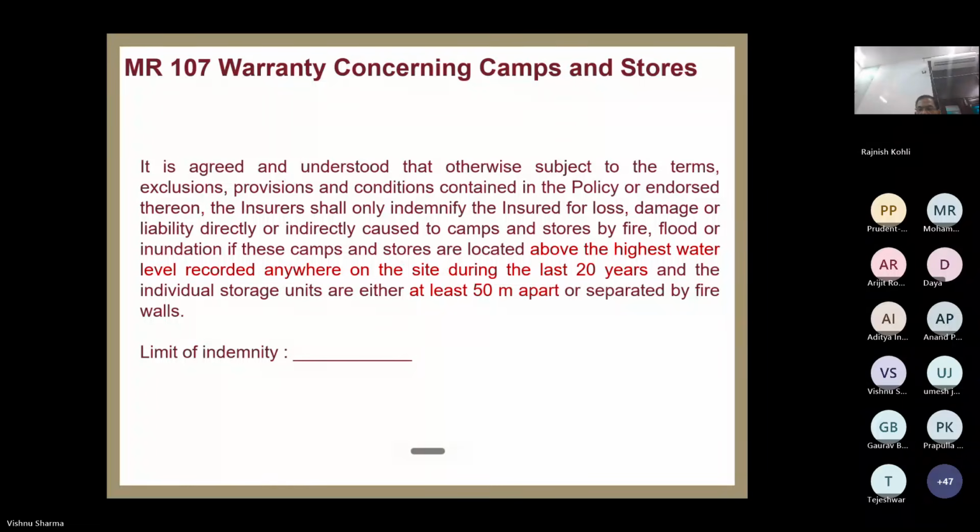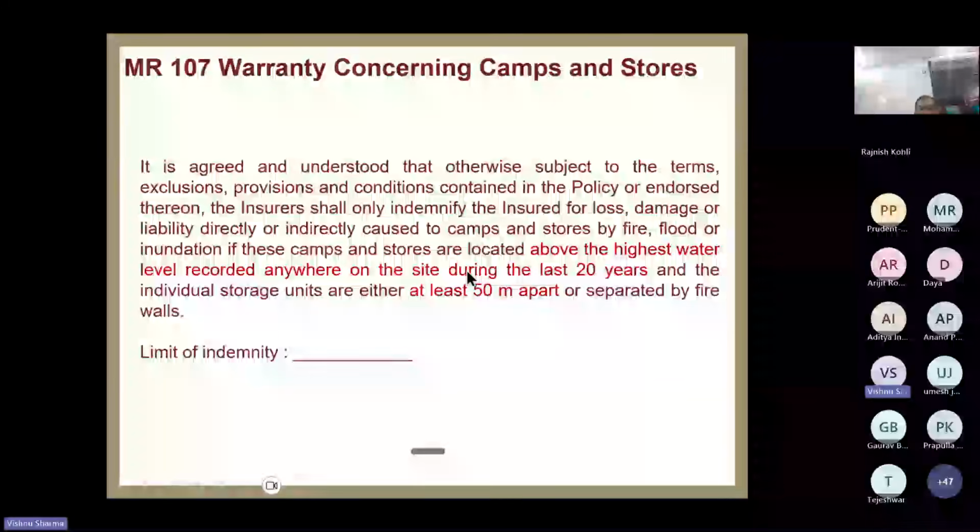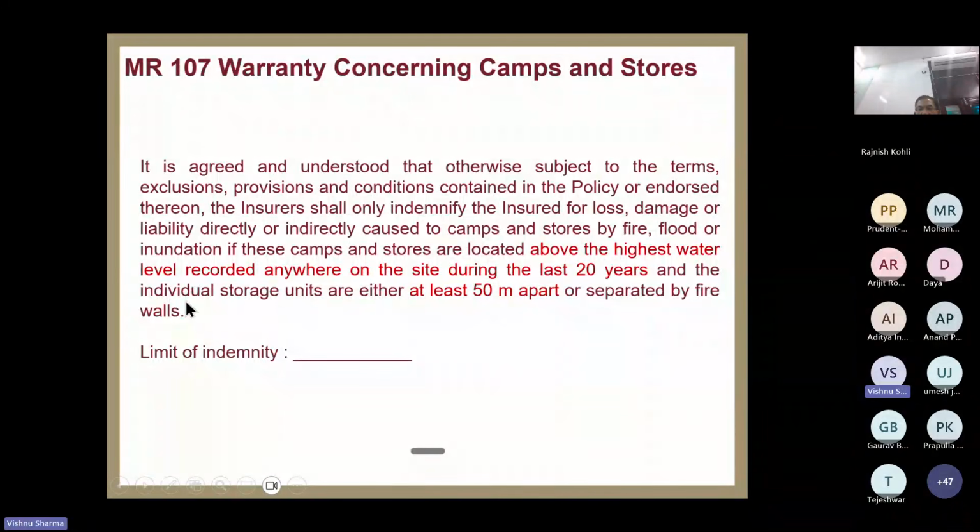Okay. और दूसरा कंडीशन क्या है? एक तो ये कंडीशन हो गया, and individual storage units, if they are separated by 50 meters, then only the claim will be paid. Otherwise, the fire claim will not be paid. This 50-meter condition is applicable to fire claims, and the 20 years return period is for STFI claims. So two things they are supposed to keep at a safe height. Safe height means what? Obtain the data from IMD, Meteorological Department.